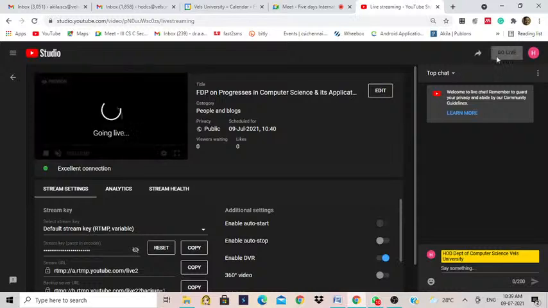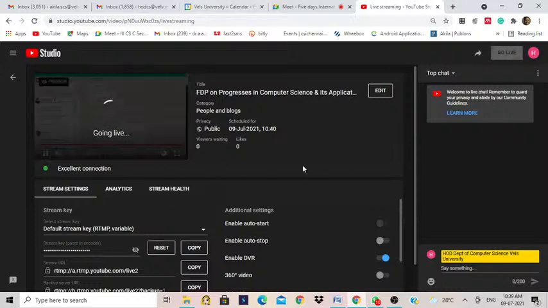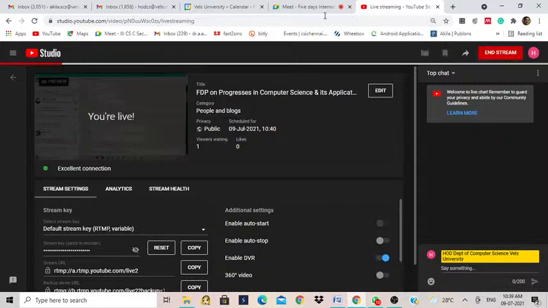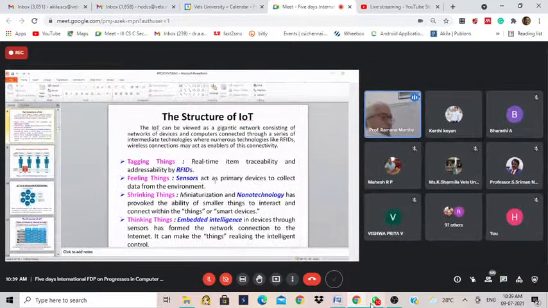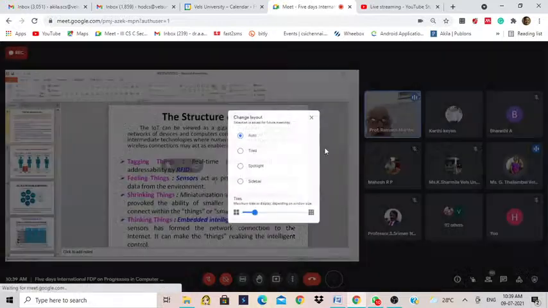Networks, which consist of the network of devices and computers connected through a series of intermediate technologies, where numerous technologies like radio frequency identifiers and wireless connections may act as enablers for this connectivity. The basic components of this structure include what we call tagging things, feeling things, sharing things.